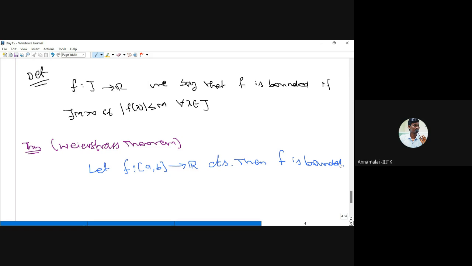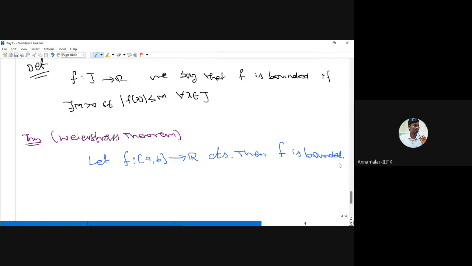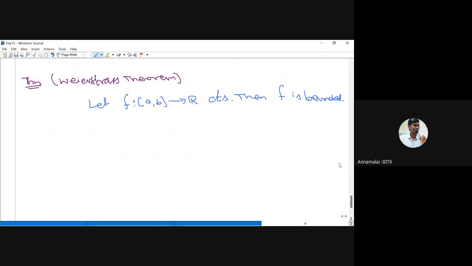So the domain being the closed interval [a, b] is very important. Suppose you omit that condition, even if the function is continuous, but the domain is not a closed interval [a, b], then the function need not be bounded. So what is the example for that? I'm considering f defined on the open interval (0, 1), but we need a closed interval. Suppose we remove that condition, I take the domain as the open interval (0, 1) and define f of x equal to 1 by x.